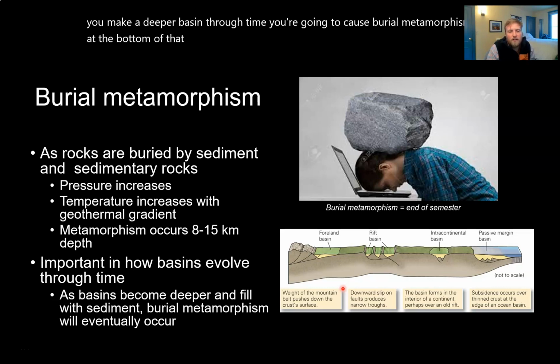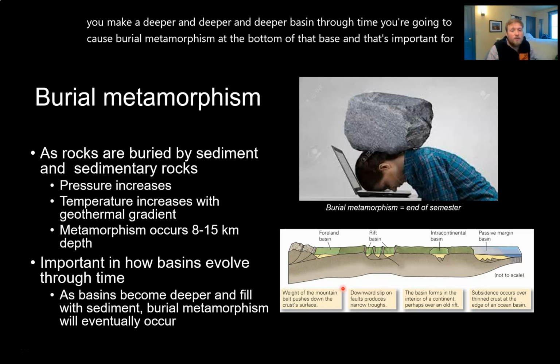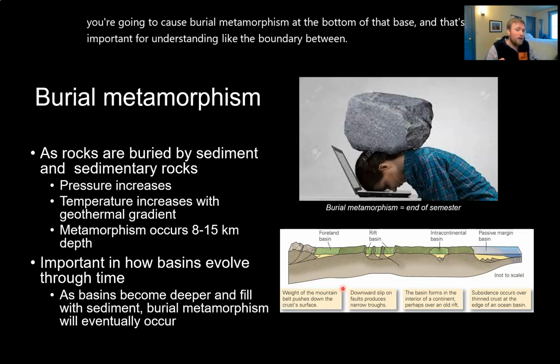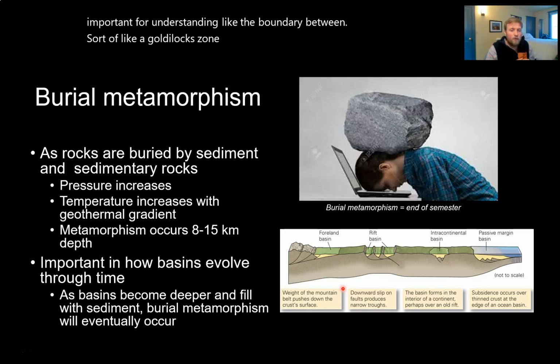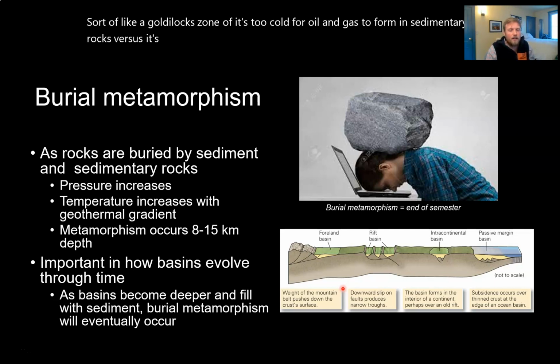That's important for understanding like the boundary between sort of like a Goldilocks zone. If it's too cold for oil and gas to form in sedimentary rocks versus it's too hot and too high pressure and all of the organic material burns away, basically, okay?